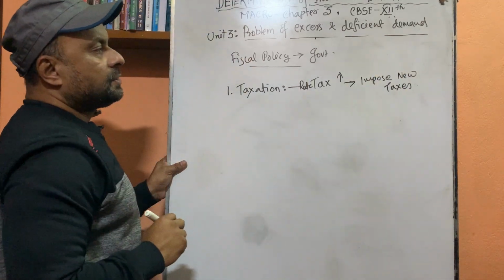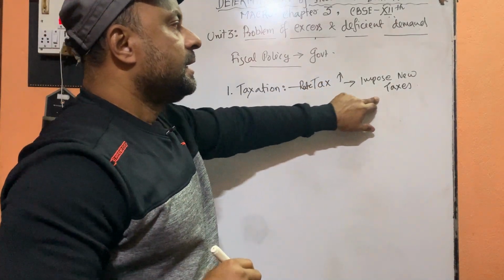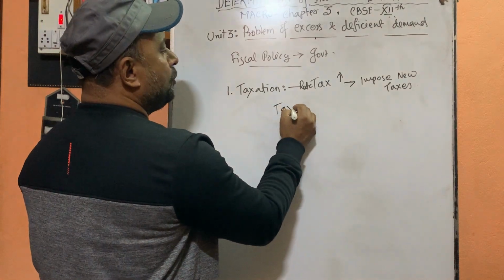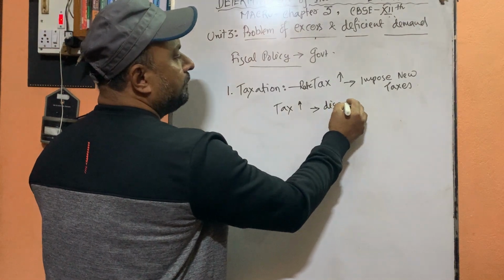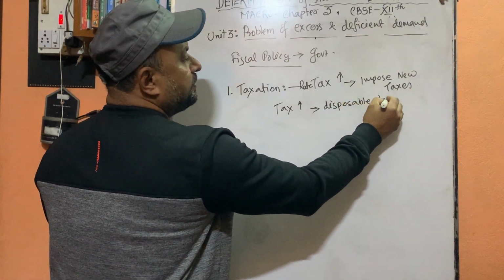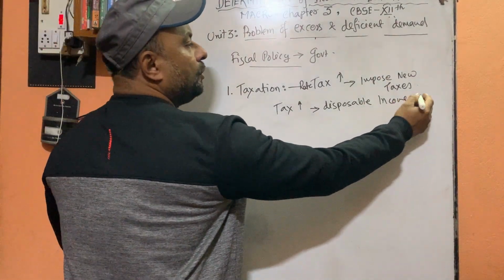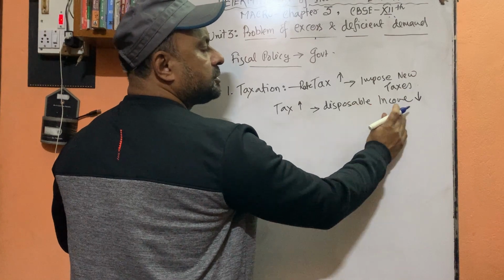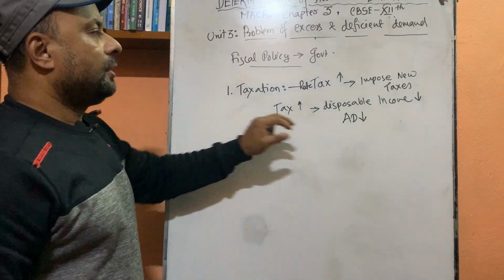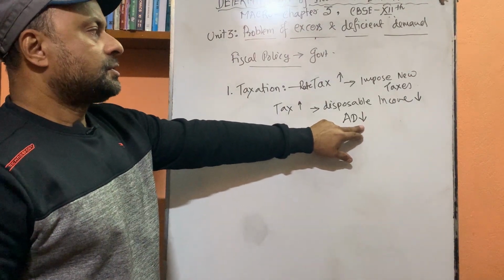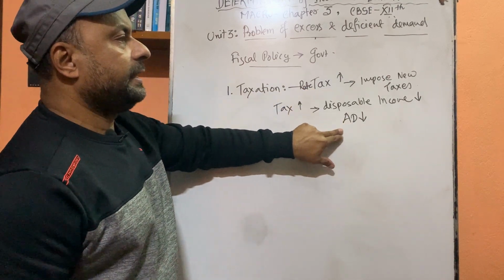So if the government increases the existing tax rate, or imposes new taxes, then what happens? People have to pay more tax to the government. So their disposable income, meaning the income left with the person after paying the tax, will fall for the whole economy. When the disposable income of the economy falls, our aggregate demand level also falls, and the economy comes back to equilibrium level. So by increasing the tax, government can reduce the aggregate demand level.